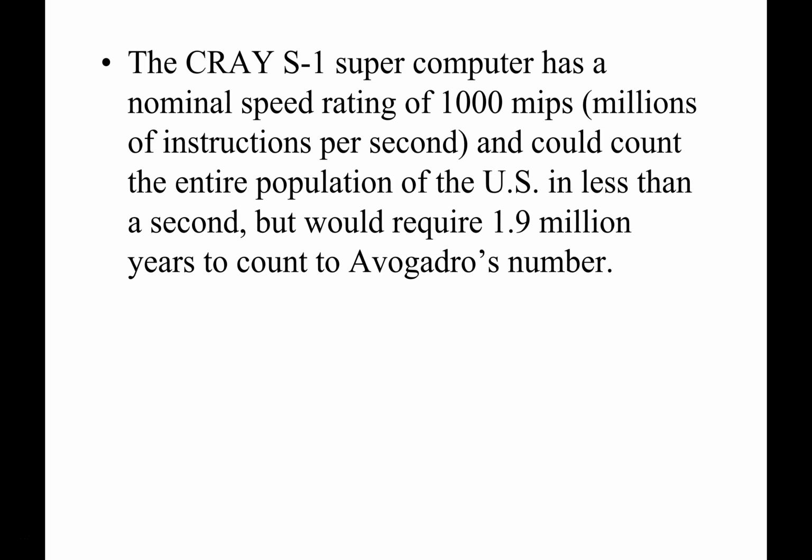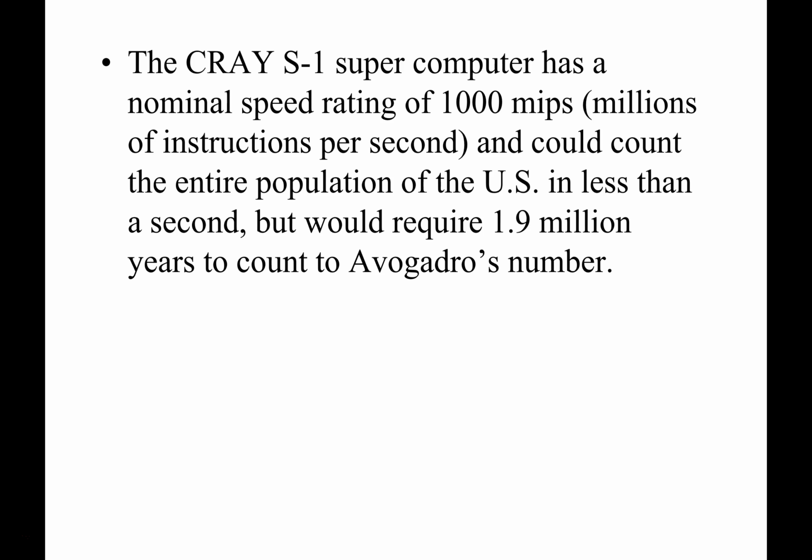So computers are pretty fast. At the time this was written, a supercomputer could crunch instructions at 1,000 millions of instructions per second. So it's a fast computer. That's the point here. That same computer could count the number of people in the United States in less than a second.